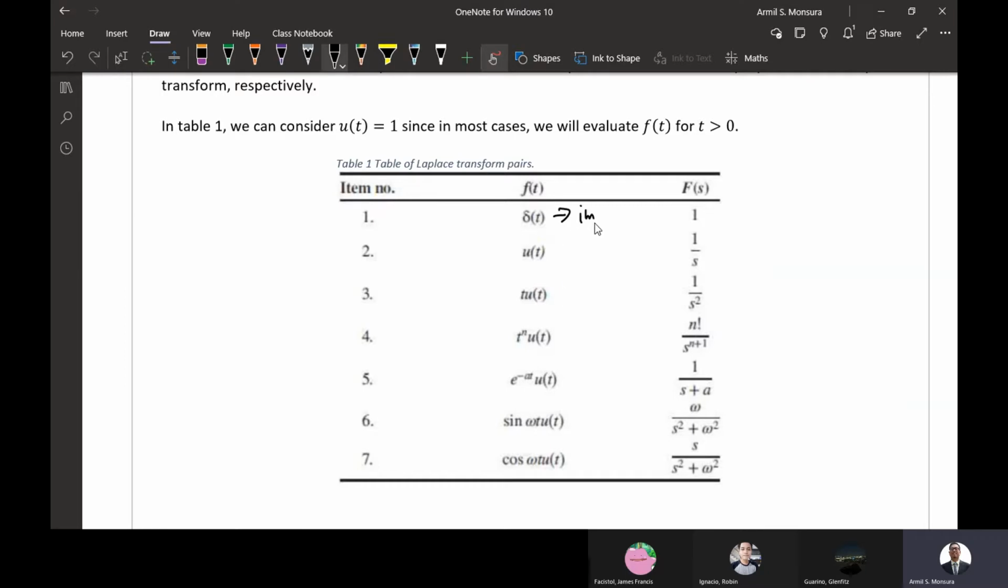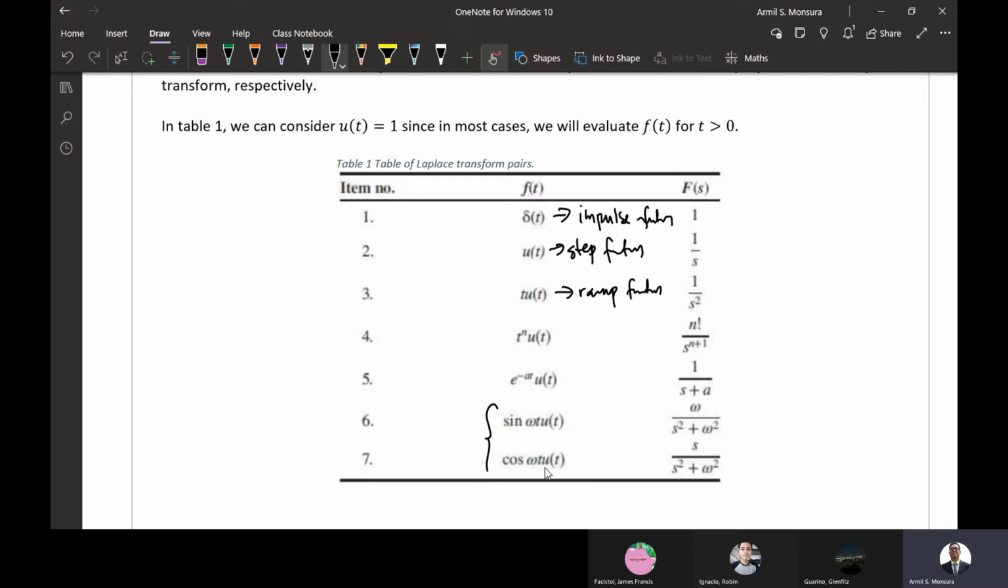So we call this the impulse function. Then we have the step function u of t. Then we have t times u of t, it's actually a ramp function. Then we have the polynomial function t raised to n u of t, the exponential function e raised to negative at u of t, and these two sinusoids.